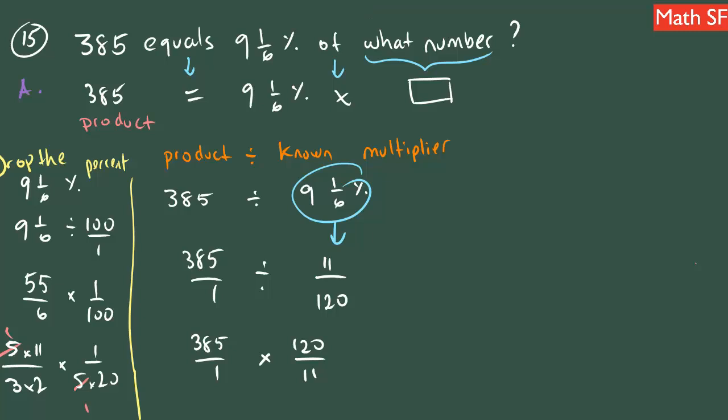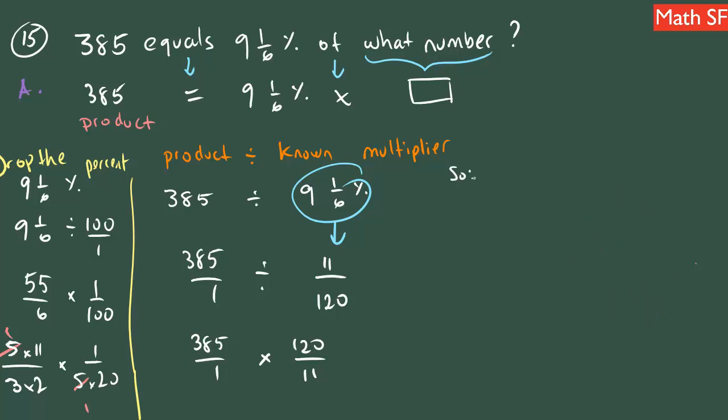385 divided by 11, that goes 3 times. 3 times 11 is 33. Subtract that, 5. Oh, I think that goes 35 evenly. Yes. So it was 11 times 35. So let me just erase that so we can have space.